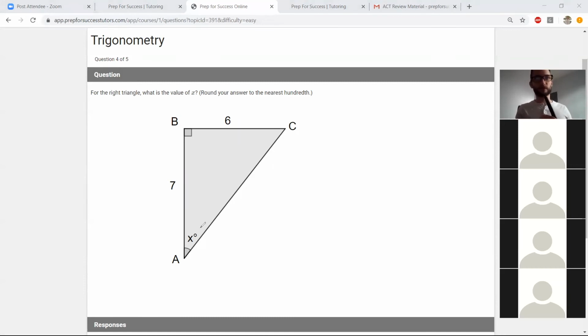So we have to use this x. We know it has to be in terms of this x. So what do we have? We have the opposite side and we have the adjacent side. We do not have the hypotenuse. Perfect, someone messaged me TOA. Very good. We're going to use TOA. We have opposite and adjacent, so tangent of x is equal to opposite, which is 6, over adjacent, which is 7.